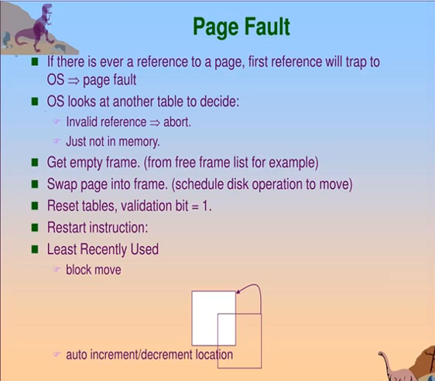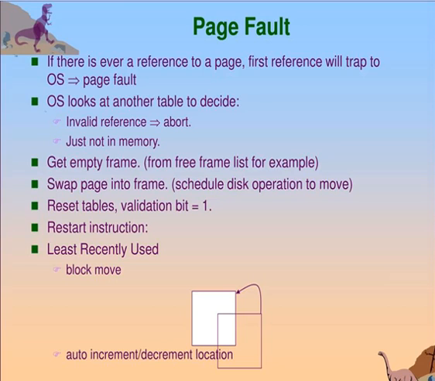Notice that marking a page invalid will have no effect if the process never attempts to access the page. There is no problem. While the process executes and accesses pages that are memory resident, execution proceeds normally. But what happens if the process tries to access a page that was not brought into memory? We have to question ourselves. Access to a page marked invalid causes a page fault trap.